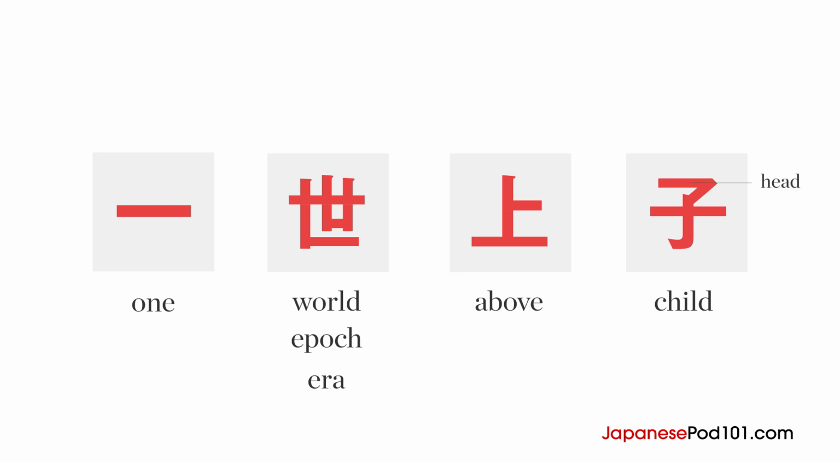The top portion represents the baby's head, while the lower portion represents its body wrapped in a blanket. The one radical here signifies the baby's arms spreading or growing into a child. So the meaning of this kanji is child.